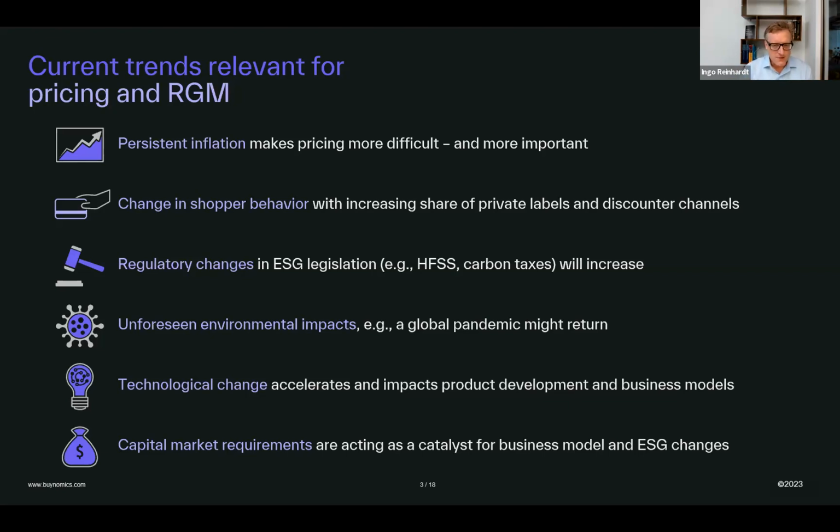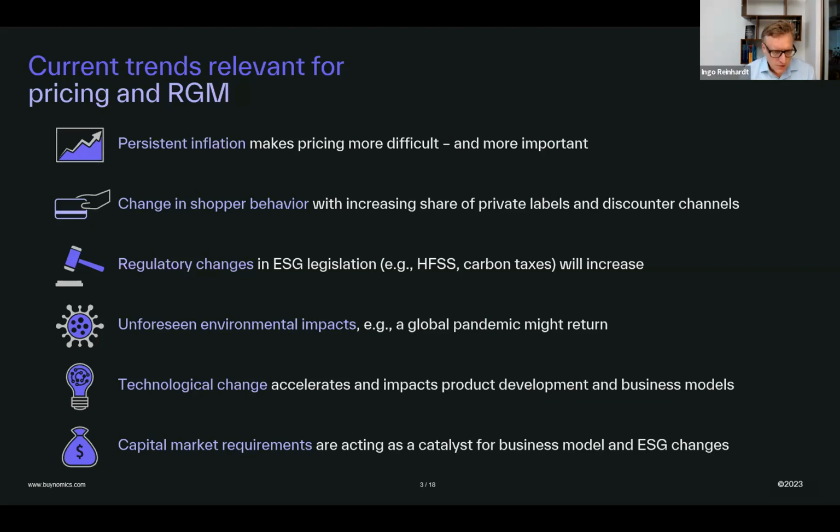There are, of course, many other things. I won't go into all of the details, but for example, if you have changes in regulation that might take out some of the options that you have in terms of the promotions that you run or the packaging that you use, then of course pricing is an important lever to make the best of the situation.